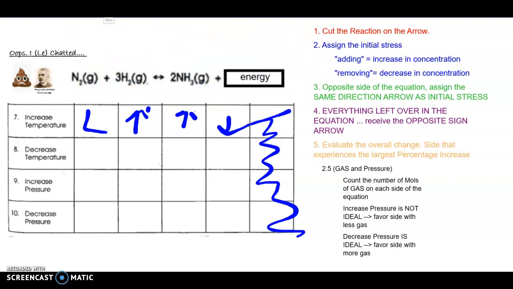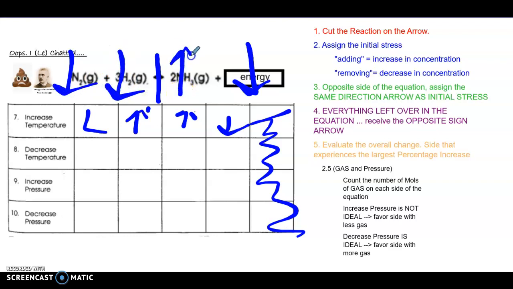Okay. And again, cut the reaction in half. If I drop the temperature, I cannot produce as much nitrogen. I cannot produce as much hydrogen. I'll have extra ammonia lying around. This would shift to the right. I would have less nitrogen, less hydrogen, excess ammonia.